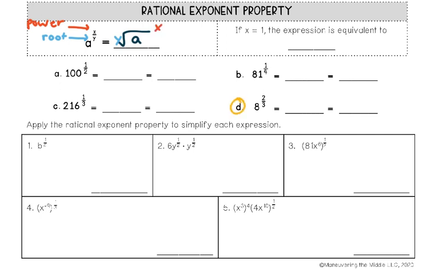Look at an example with numbers. Let's look at D. It says 8 to the power of 2/3. Start by rewriting the base. Then draw your radical, and then you need to pick out the index. The index is either 2 or 3.